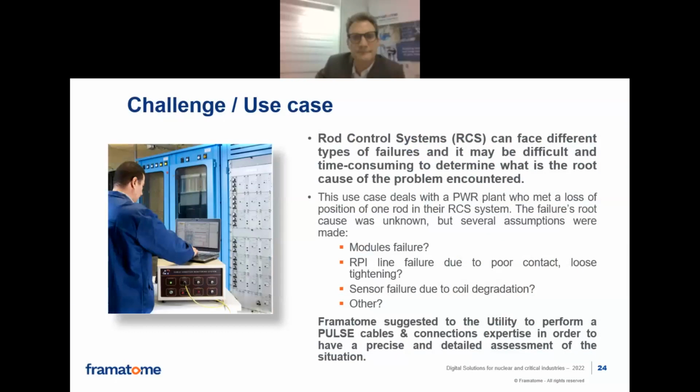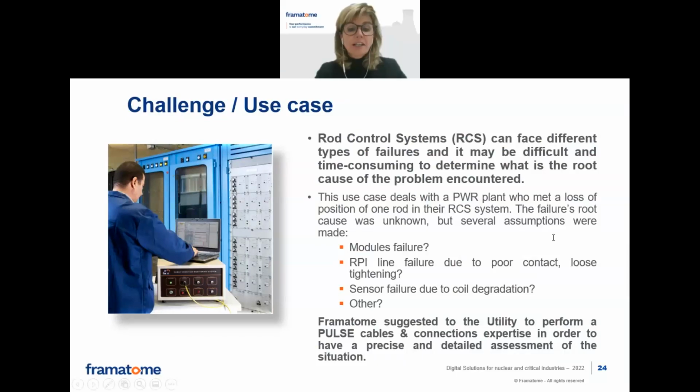So the utility met a loss of position of one rod, and they were not able to identify what was the root cause of the problem. Several possibilities were contemplated by the operator. It could be due to a module failure. It could be due to an RPN line failure because of poor contact or loose tightening. It could also be due to a sensor failure because of coil degradation, for example, and it could be any other reason that was not identified at all.